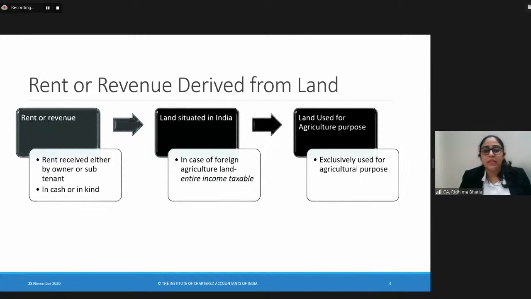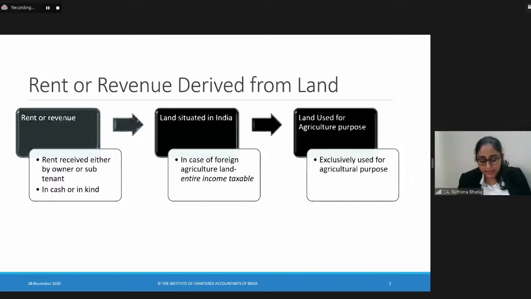And obviously the land which we are talking about should be the land which is situated in India. If I have a land in, say, New Zealand, beautiful green lush agricultural land, any income from that, even if it is from agriculture activity, will be taxable in my hands provided I am a resident. Okay, now back to the first part, rent or revenue.